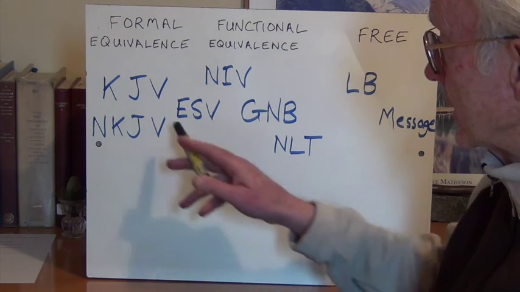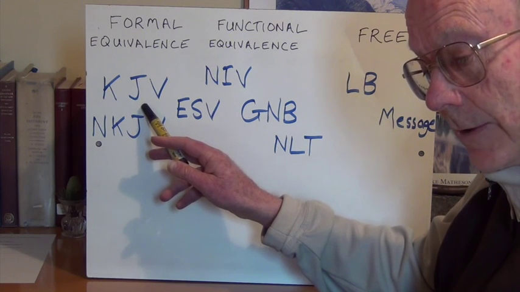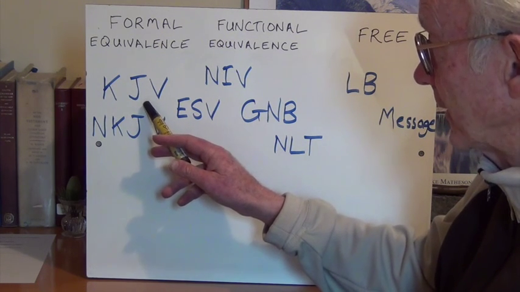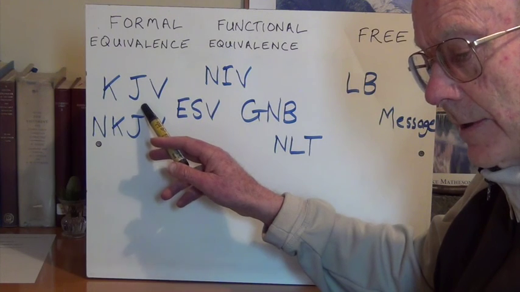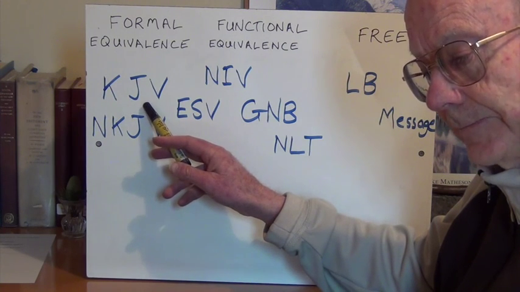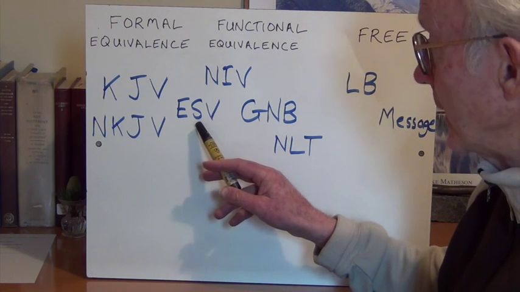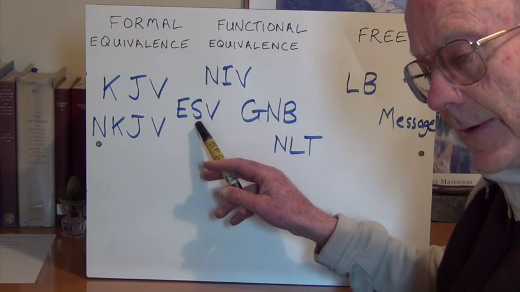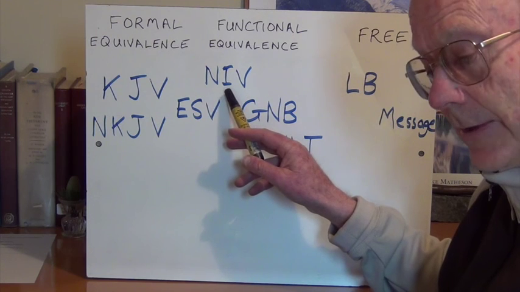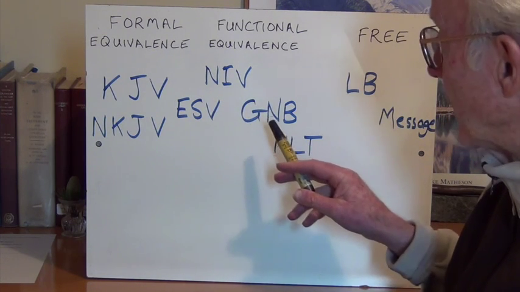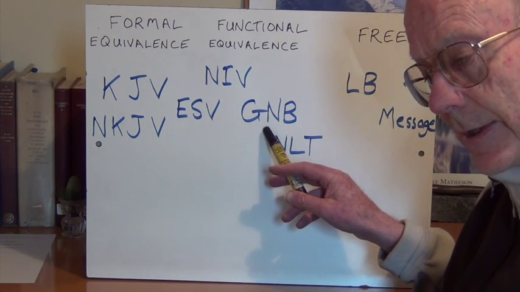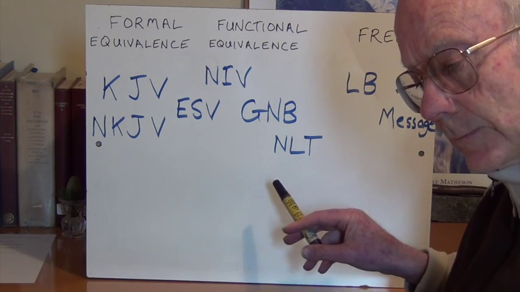So, for example, the King James Version is a good translation into Elizabethan English, or we could call it King James English. The ESV is a good translation into ESV Bible English. The NIV is a good translation into NIV Bible English. And this is Good News Bible English, and so on.